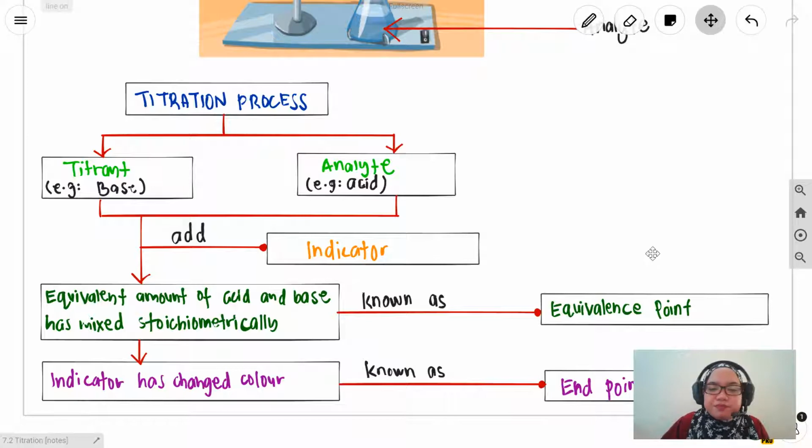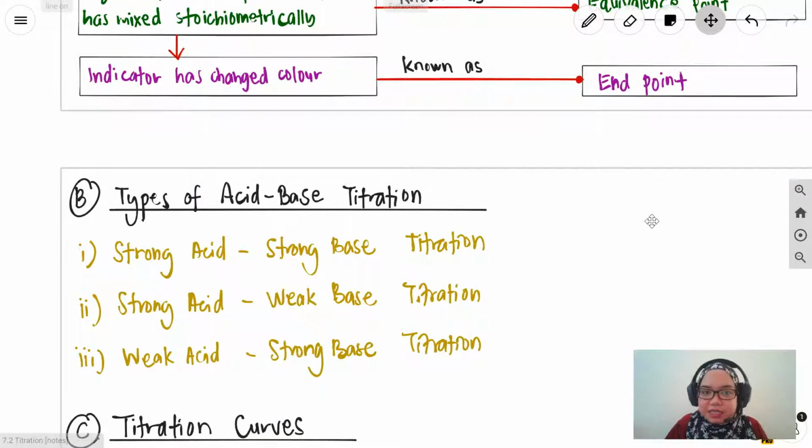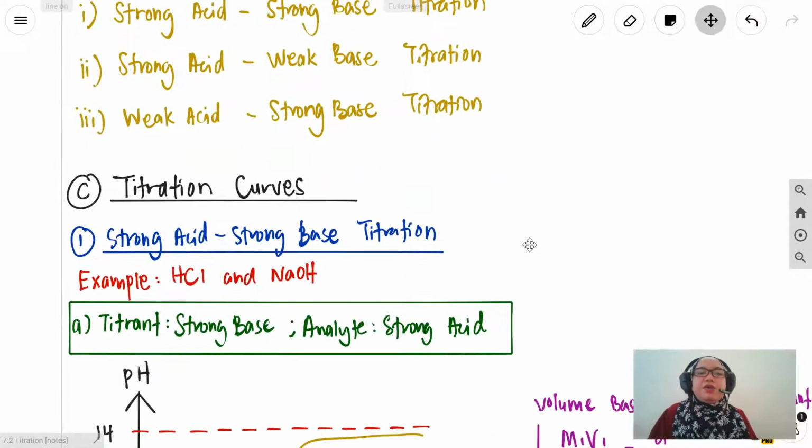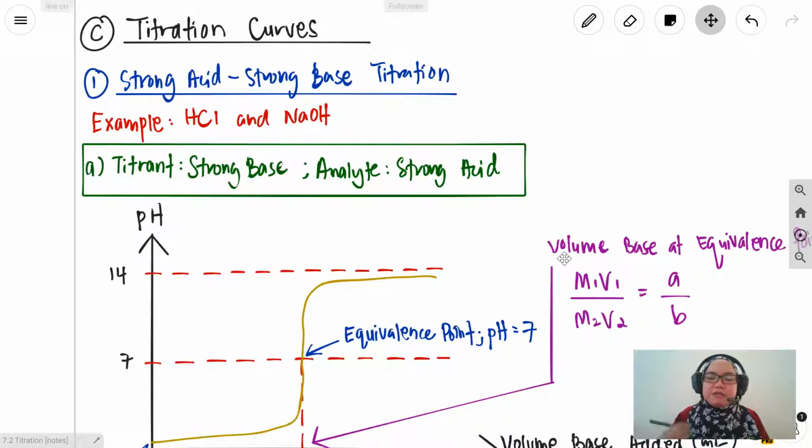Now we are going to look at the types of acid-base titration. There are 3 types of acid-base titration. The first one is between the strong acid and strong base titration. Second one is strong acid and weak base titration. And the third one is the weak acid strong base titration. Here we are going to learn about titration curves, where these titration curves actually explain to you the variation of pH during the titration process.